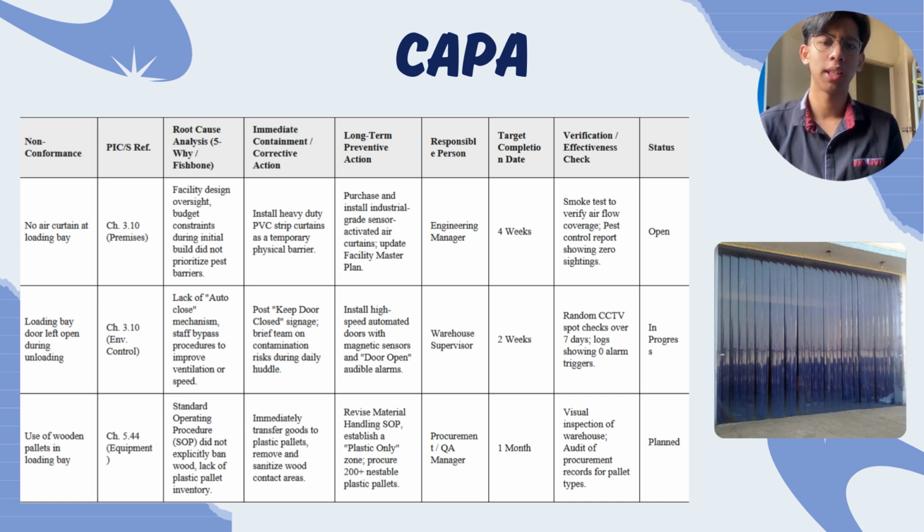Starting with our most critical finding, we observed a lack of acceptance at the loading bay. This creates a high risk of pest entry and environmental contamination. As an immediate containment step, we are installing heavy-duty PVC strip curtains for long-term prevention. The engineering manager will oversee the installation of these industrial-grade sensor-active curtains within the next 4 weeks. We will verify the effectiveness of these installations through smoke tests to ensure proper airflow and coverage, and by monitoring the pest control reports.